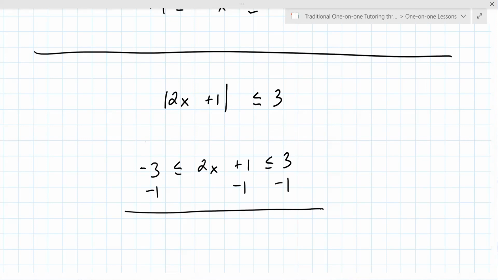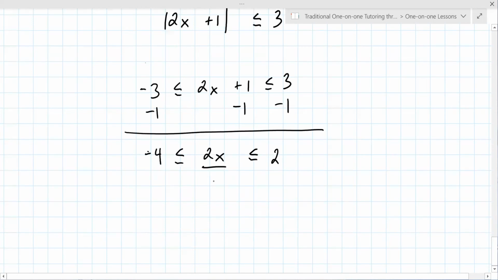Okay, I got it now. So now for that, -3 and -1, that is -4. Yes. 2x, and then for that right there, that is -2. Positive 2. Yes. There we go. So I got it now, then divide by 2.